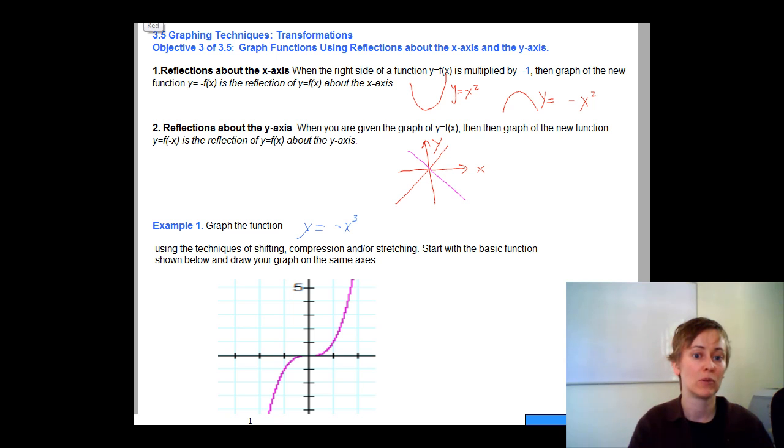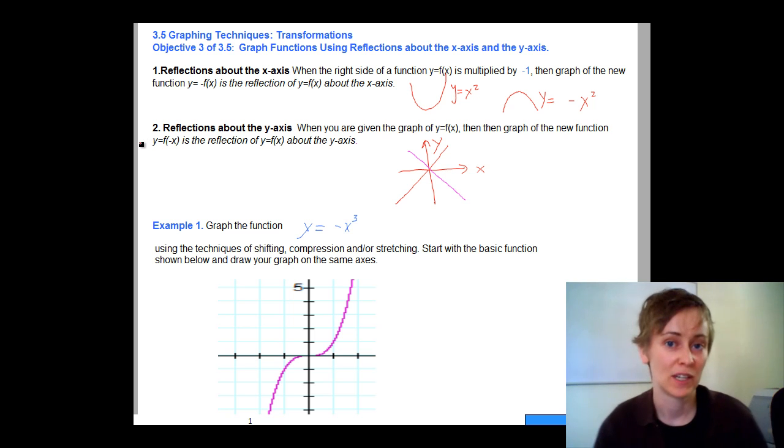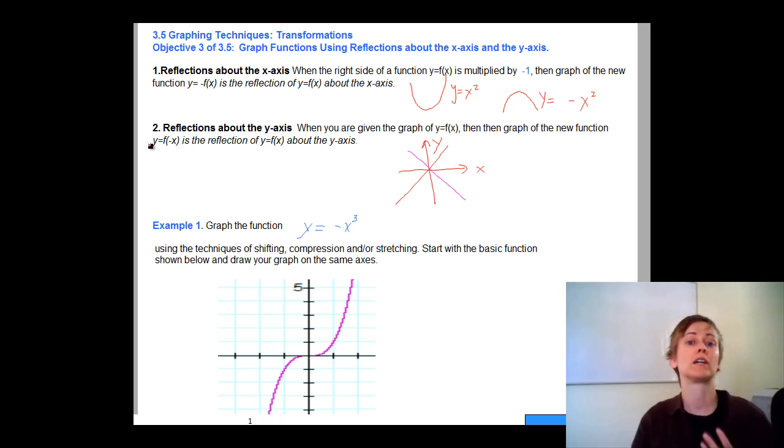So let me read what is going on. Reflections about the y-axis. When you're given the graph of y equals f of x, and you know what it looks like, if you were to plug in negative x into that function, what it will do is it will reflect it about the y-axis. By the way, if the graph is even, what that would do to it is nothing. It would look exactly the same, because remember, even functions are symmetric with respect to the y-axis.